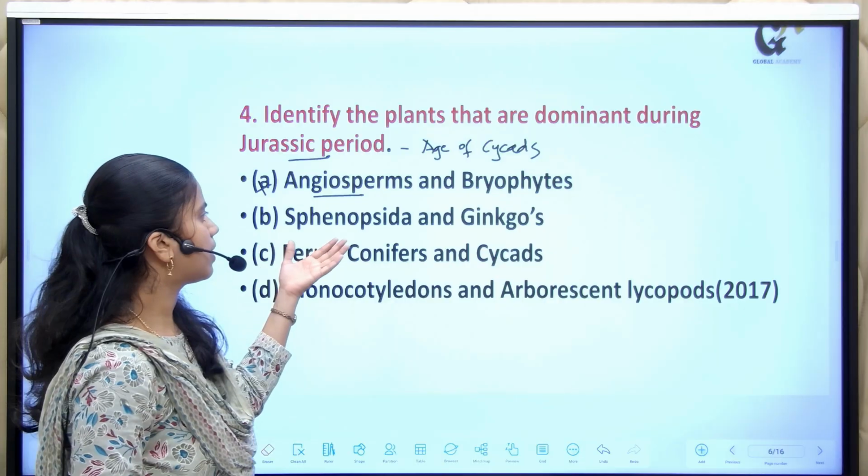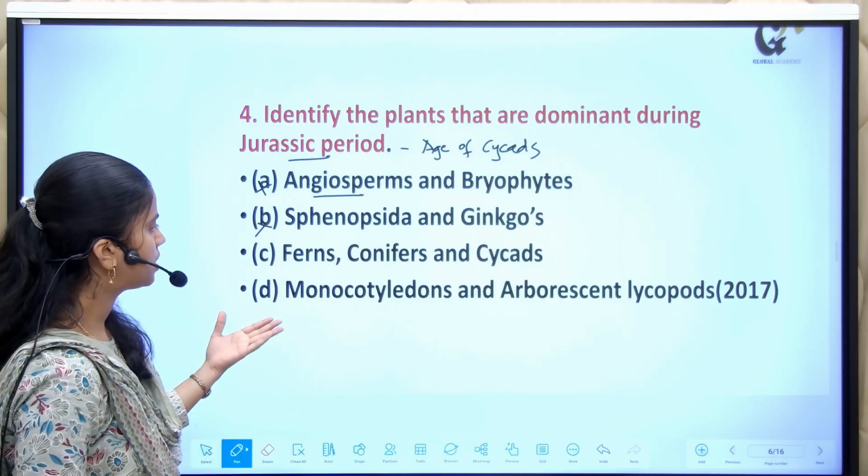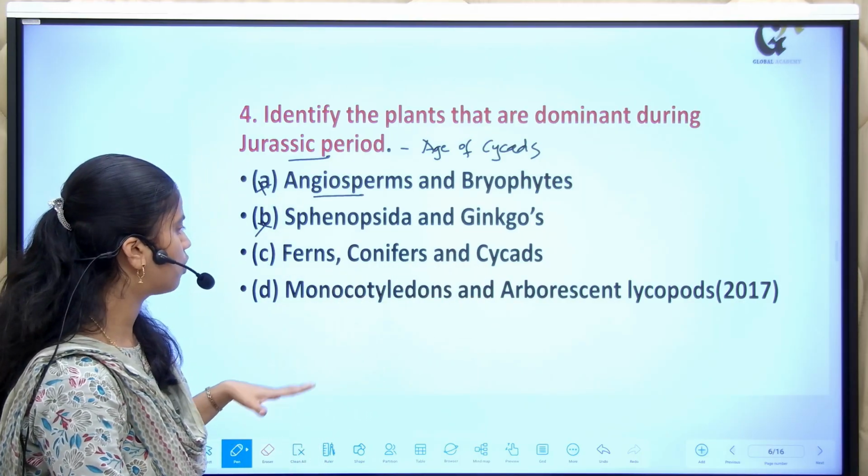Then Stephanopsida and ginkgoes, that is also not our answer. See, in option C, ferns, conifers and cycads. Let's look at option D also.